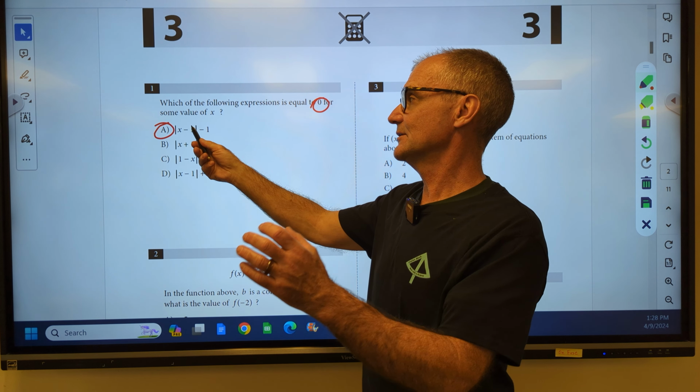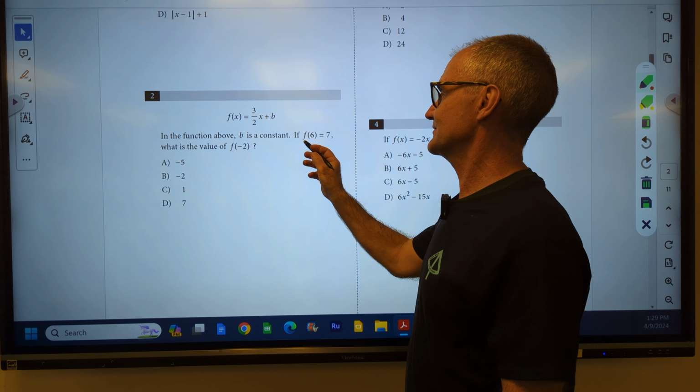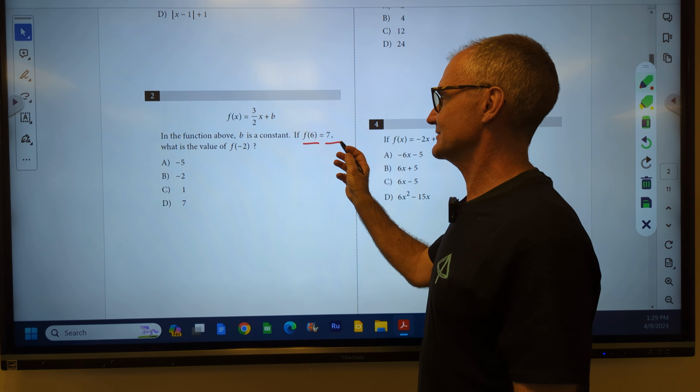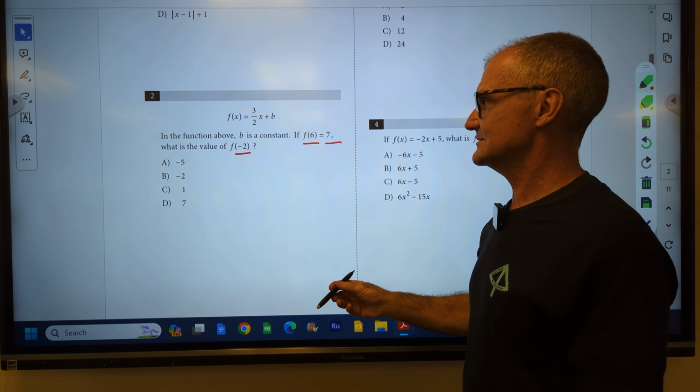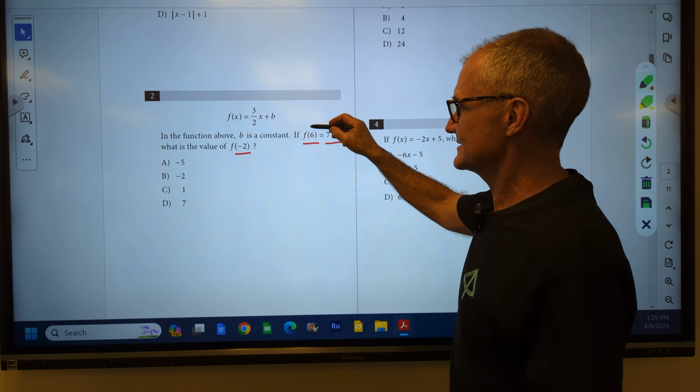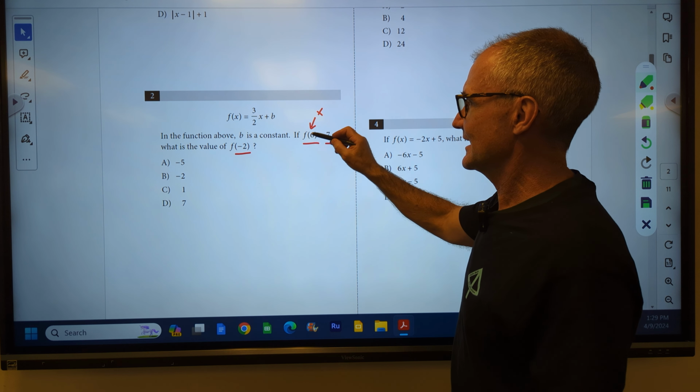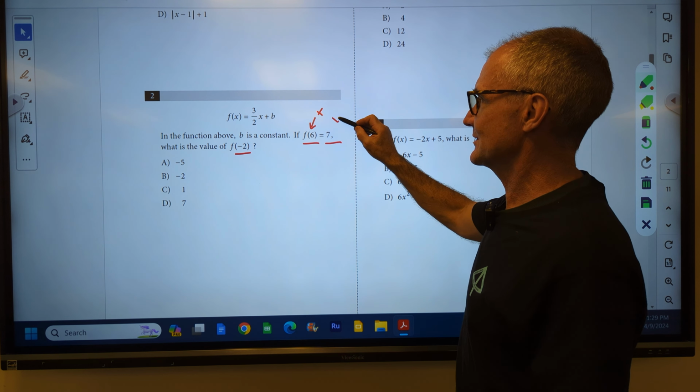Number 2, again, pause the video, do the problem before I do it. In the function above, b is a constant. If f of 6 equals 7, what's the value of f of negative 2? So this is about function notation. This is my x value. F of x is my y value. F of x and y are interchangeable.